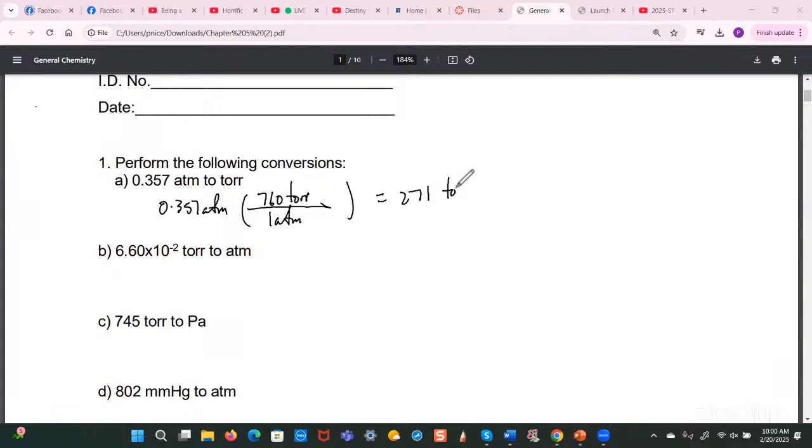All right, so you should be able to do the others. I'm going to give you a couple of minutes to do those, and then we'll move on to the next question.